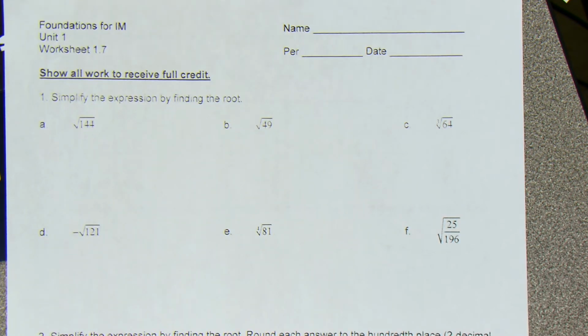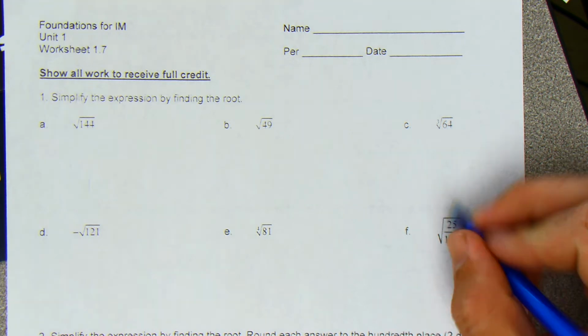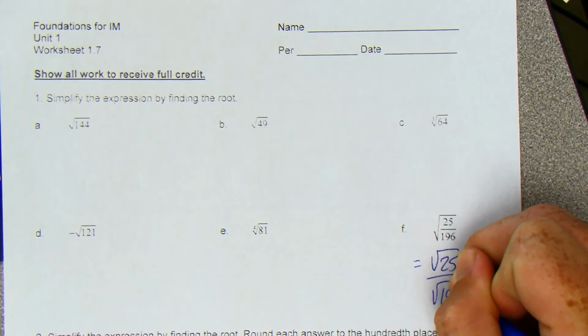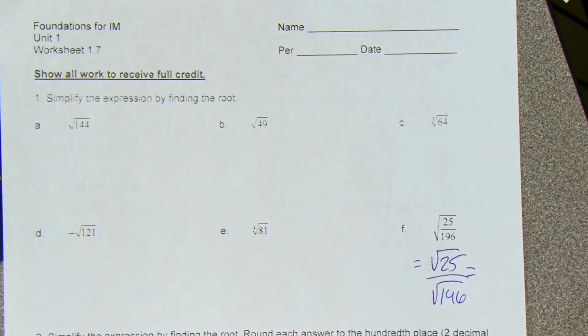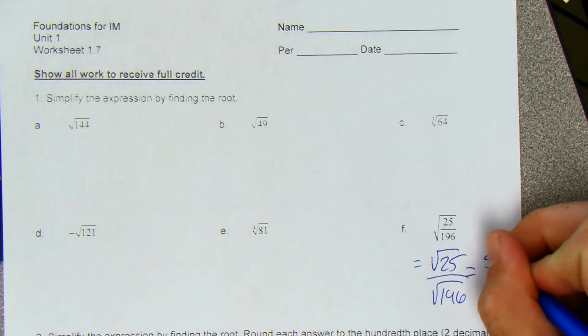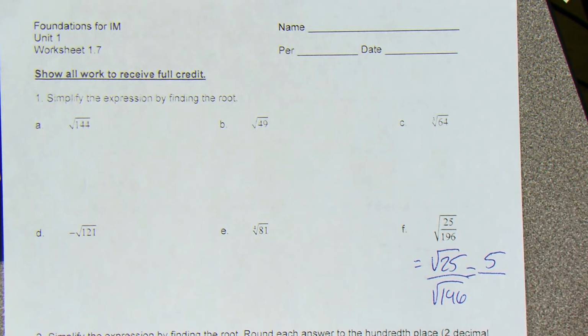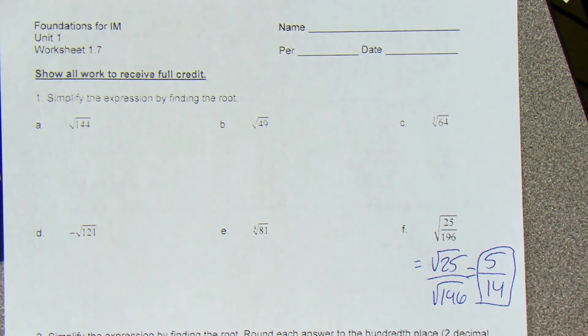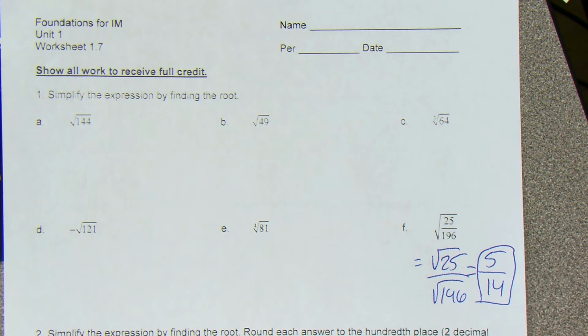On F, we have the square root of a fraction, so I'm going to go ahead and do that one with you. We have the square root of 25 over 196. Remember, like I said in the notes, when we have a square root of a fraction, we just take the square root of the top number, the numerator, and the square root of the bottom number, the denominator. That's how we get our final answer. The square root of 25, if we put that in a calculator, is 5, and the square root of 196 is 14. So my final answer to number 1F, the one with the fraction, is 5 over 14.